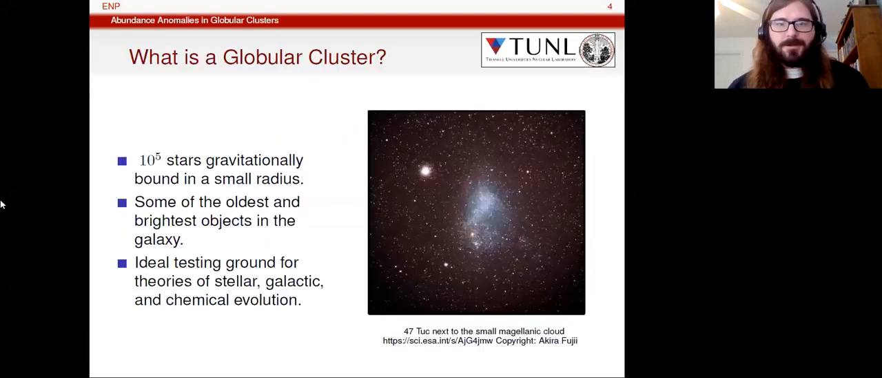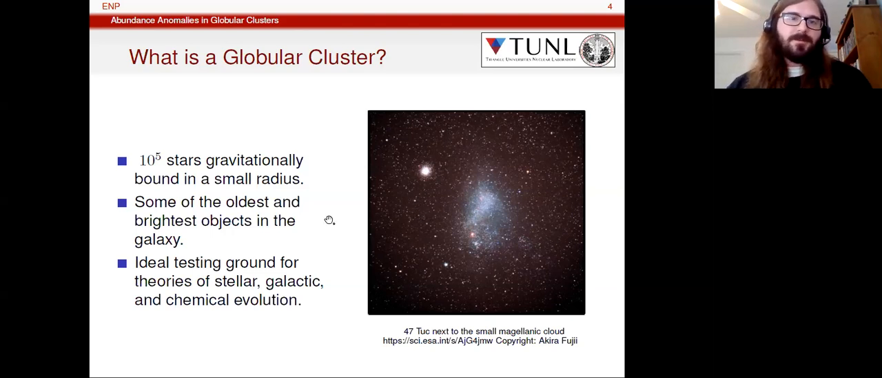Okay, so what is a globular cluster? If we look at the picture on the right, we see a bunch of stars. However, this very bright spot right here has a whole bunch of stars. So that's 10,000 to 100,000 stars. And a globular cluster is just that collection of all those stars gravitationally bound in a small radius. And so this picture is actually showing us 47 Tuc, which is a globular cluster right next to the Small Magellanic Cloud.